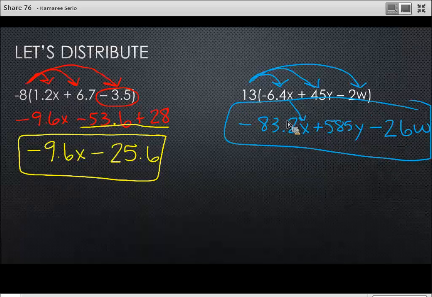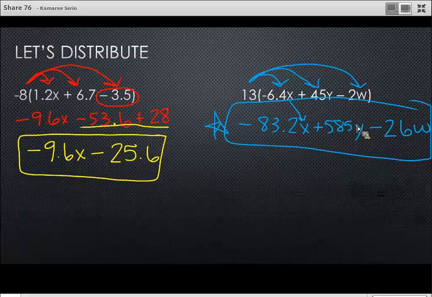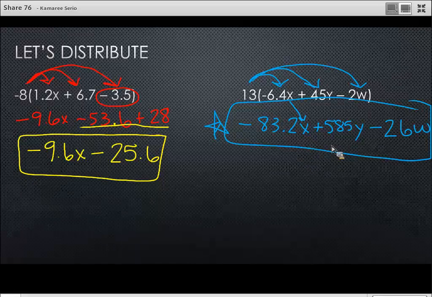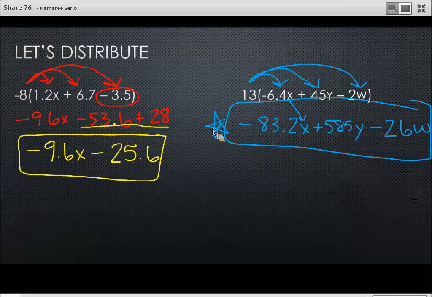And I'm already done. This one I'm actually done because since I have different variables attached to each of my numbers, they are not like terms. Remember, the variable has to be the same. And since these are different, I can't combine them. All right.